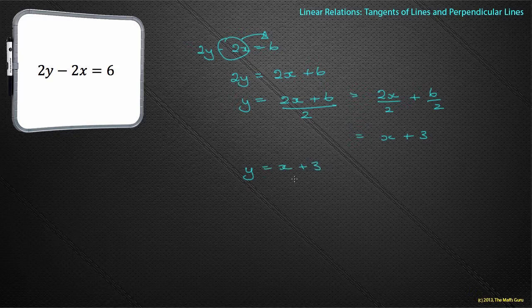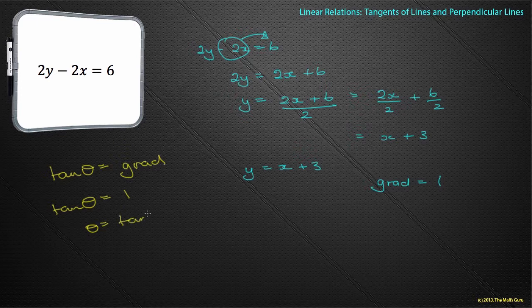What's my gradient? Well, it's the number in front of the x in this form. So once again, my gradient works out to be 1. And using the rather fabulous, if not now, really easy idea that tan theta is equal to gradient, that means that tan theta is equal to 1. Theta is tan to the minus 1 of 1, or theta is once again 45 degrees. Easy. I think you pretty much got all the learning.